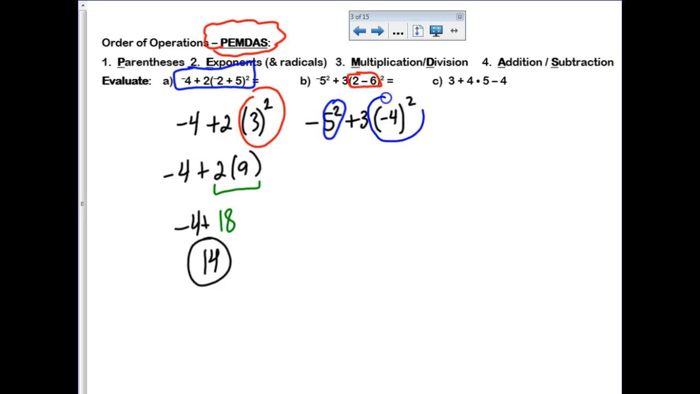Here, however, we do have parentheses, so see the big difference here. So 5 squared is 25, but if I throw a negative in front, this is a -25. That's not what I wrote though, let's try that again. -25 plus 3 times, and then negative 4 quantity squared is a positive 16. Then I would do some multiplication next. This is a 48, and then negative 25 plus 48 is 23.